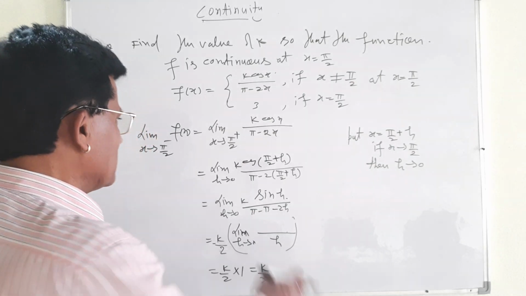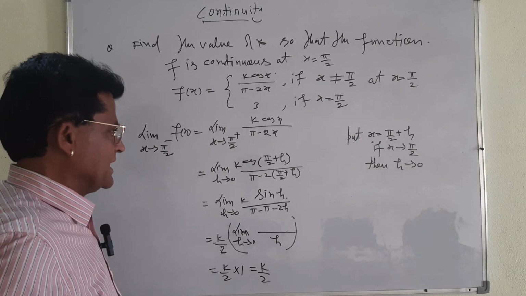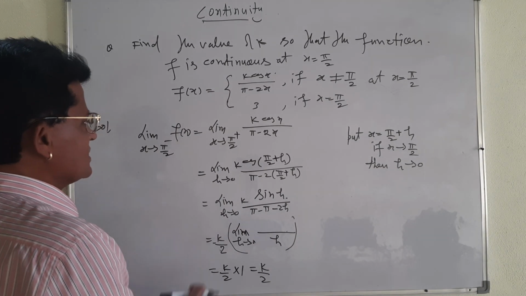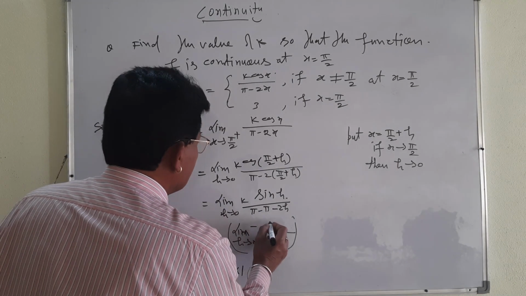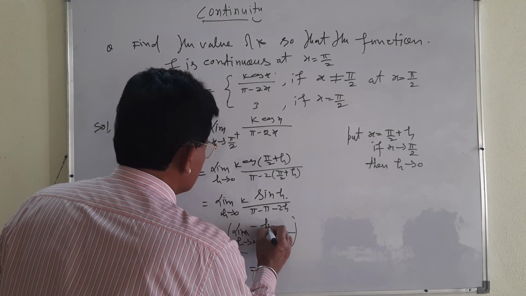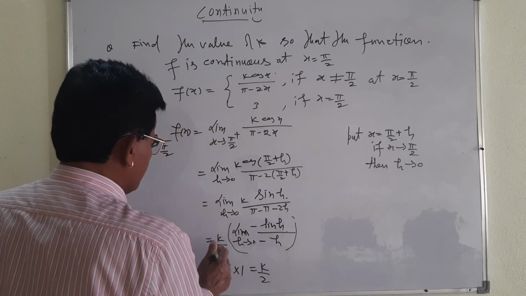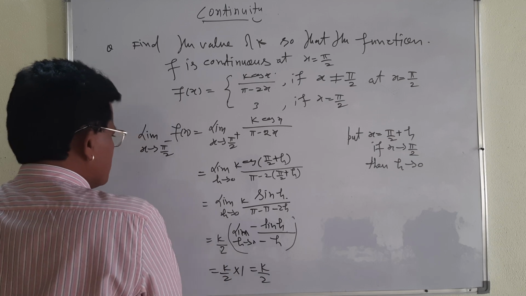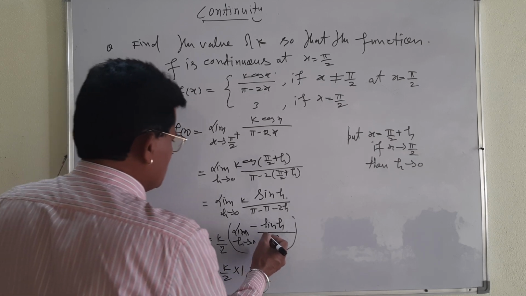Okay, but you see, it is cos. And if it is cos, then what will be its value? It will be minus sin h. And the negative sign will be cancelled by the negative sign.